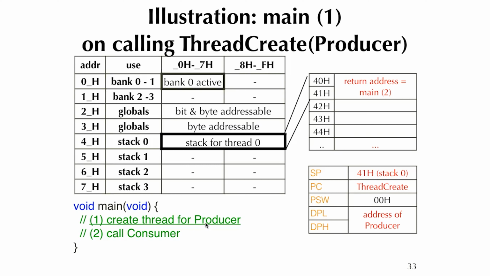Well, remember when you do create thread, you pass the function pointer to the function you want the thread to run, right? And what do you want to run? We want to run producer. That means the address for producer is passed as a parameter, and that is in DPL and DPH. So thread create gets the DPL, DPH as the address that you want a new thread to run.